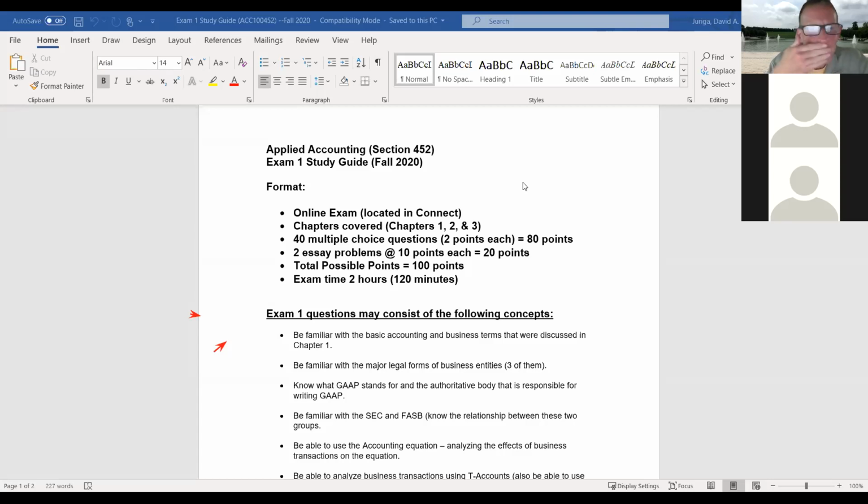The way I would do it is I would probably allocate about 50 minutes to the multiple choice, just roughly. Let's say 35 to 50 minutes on the multiple choice. And then the rest of the time, I would just devote to the two problems. That's how I would do it. Okay.